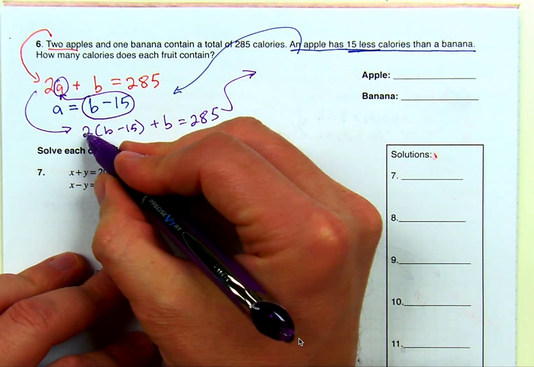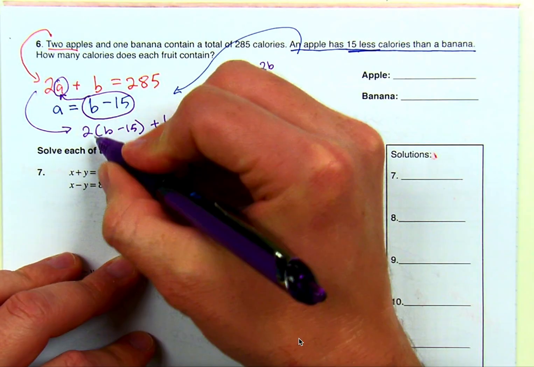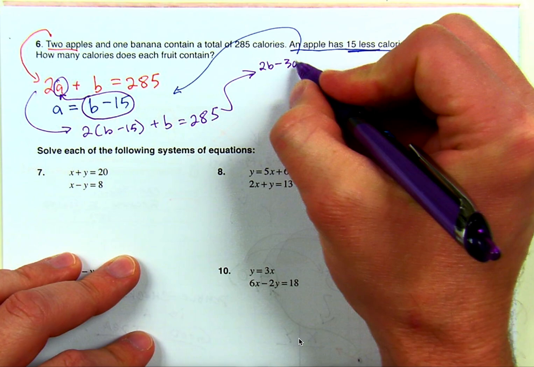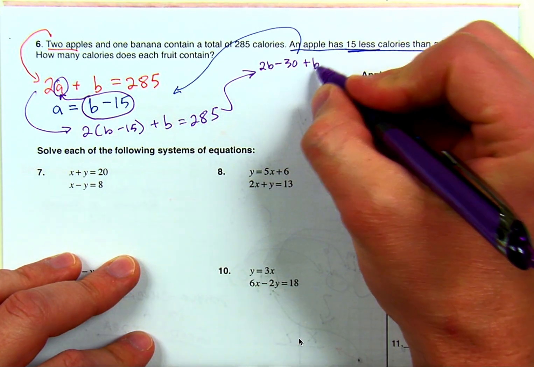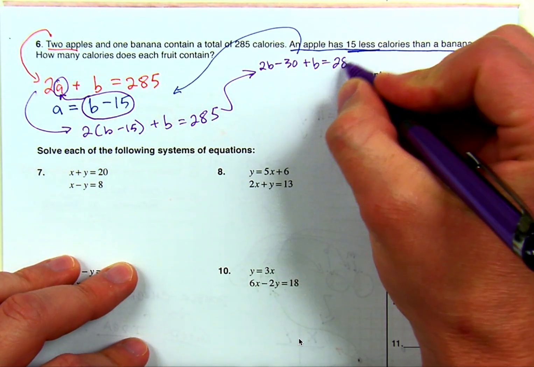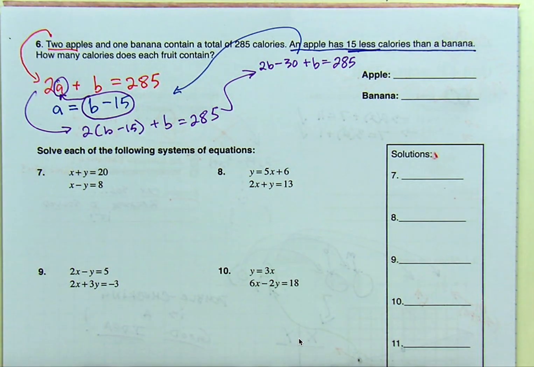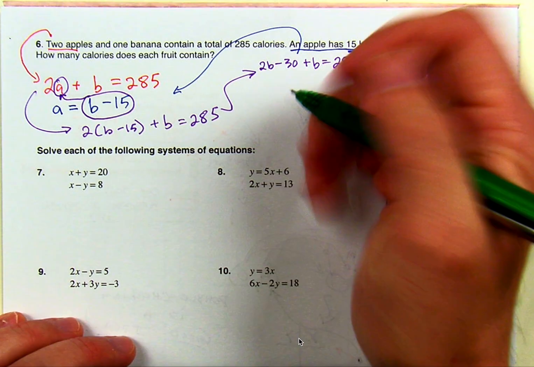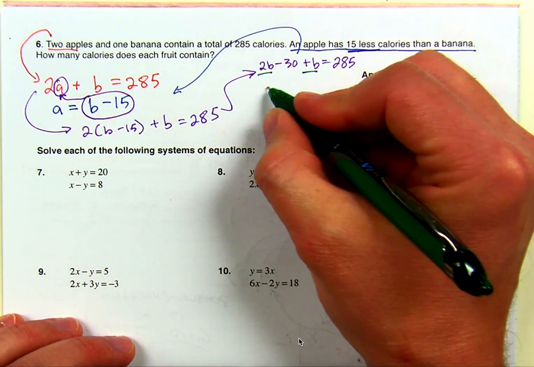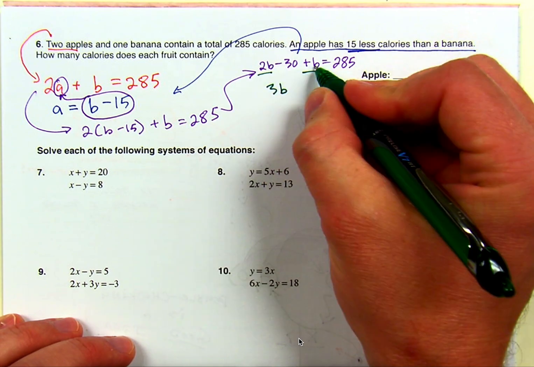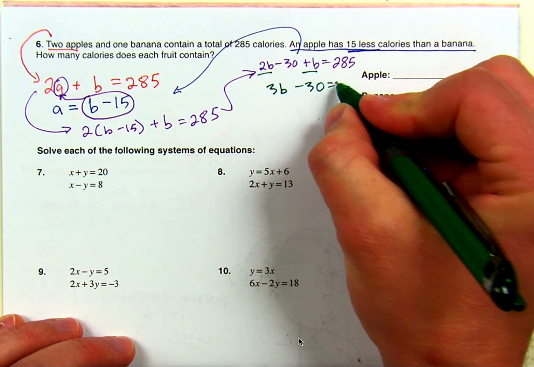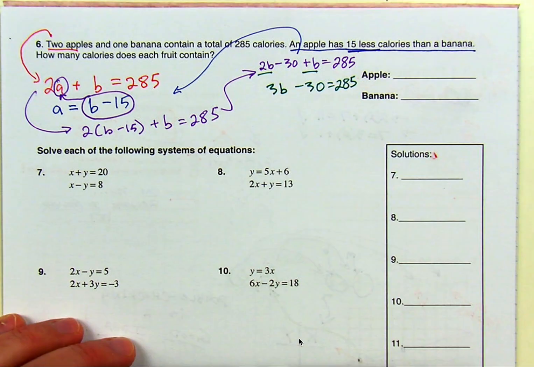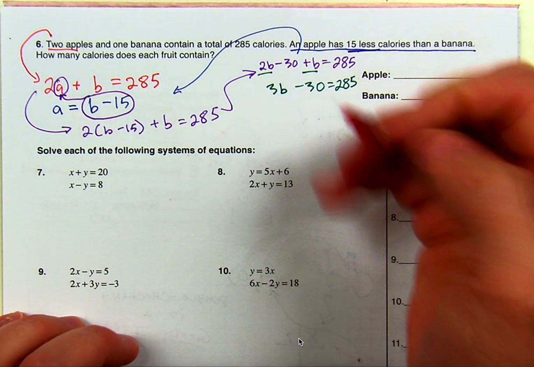2 times b is 2b. 2 times minus 15 is minus 30. Plus you've got a b over here, and then equals 285. Right? Pause it if you need to see where I came up with that and follow along. On this, if I have 2 bananas and then another banana, that's 3 bananas, right? 2 bananas and another banana. And now it's getting closer and closer to looking like a solvable equation here. So I would try to get b by itself.